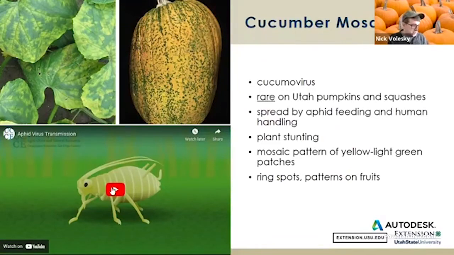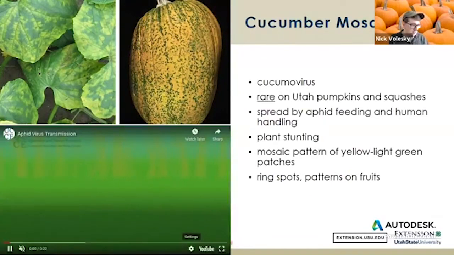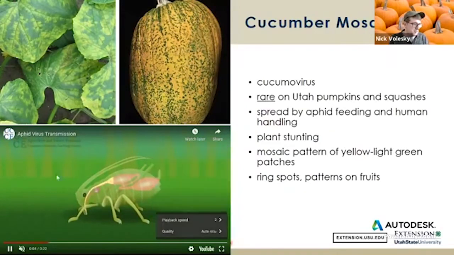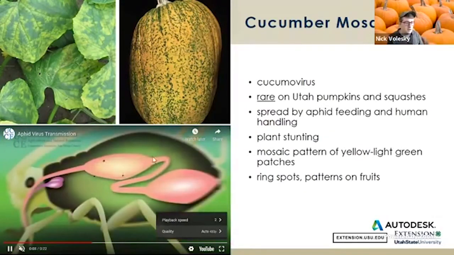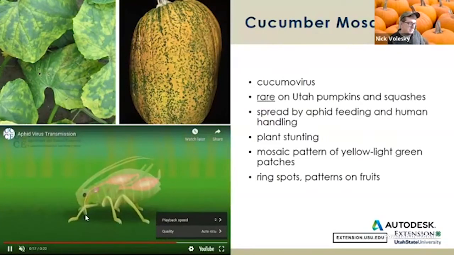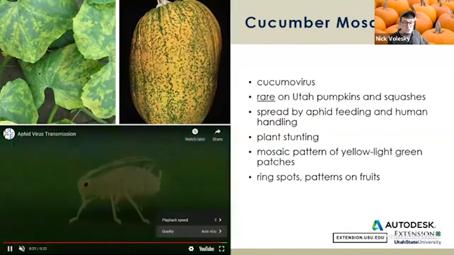Then I'm going to play you this video quick. This is how aphids feed and spread the virus. They have piercing, sucking mouth parts, and they can pull it from one plant, and it'll go into their salivary glands. So when they feed on the next plant, that's how it spreads.